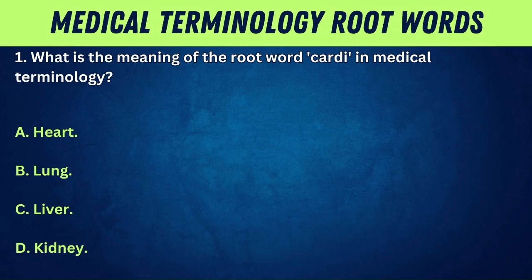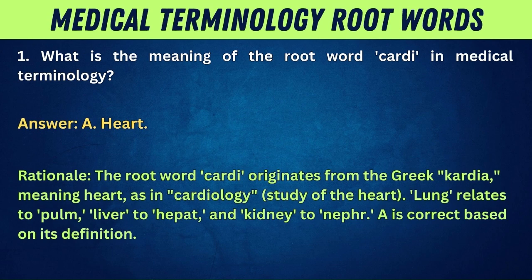1. What is the meaning of the root word cardi in medical terminology? A. Heart. B. Lung. C. Liver. D. Kidney. Answer: A. Heart. Rationale: the root word cardi originates from the Greek cardia, meaning heart, as in cardiology, study of the heart. Lung relates to pulm, liver to hepat, and kidney to nephr. A is correct based on its definition.